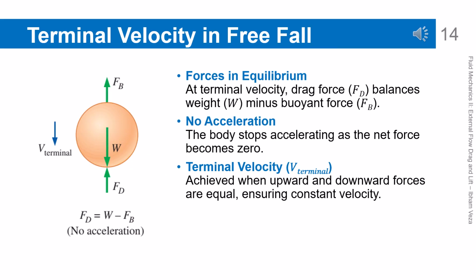Terminal velocity in free fall. When an object falls through a fluid, the drag force increases as the velocity increases. At a certain point, the drag force balances the weight minus the buoyant force. At this condition, the net force becomes zero and acceleration stops. The velocity reached at this state is called the terminal velocity. After that, the object continues to move at a constant speed.